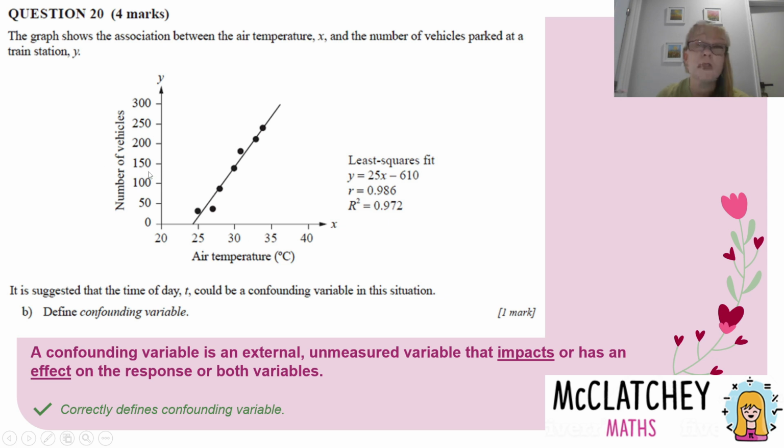And if you look at the notes on the external marking guide scheme, it's got these keywords in there, impact and effect on one or both. And this other bit here, the external unmeasured variable, that's also important because it's not actually part of the graph.